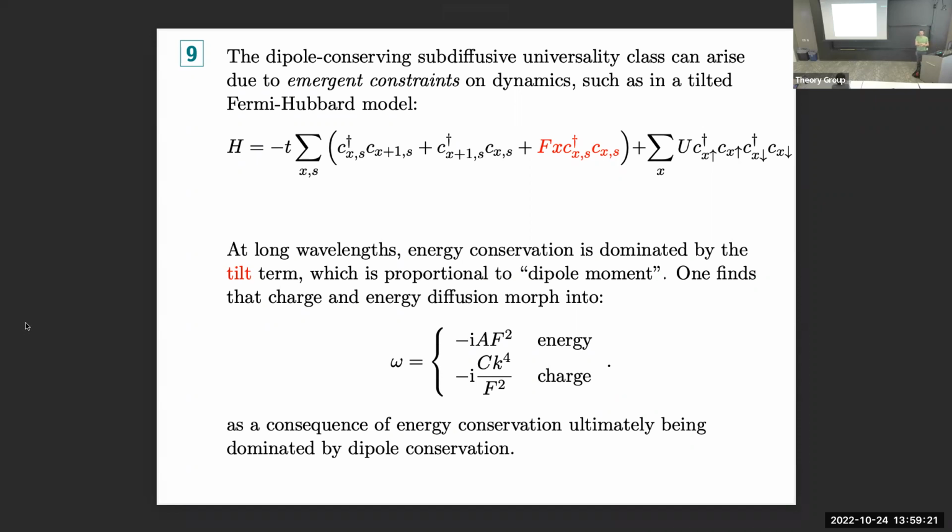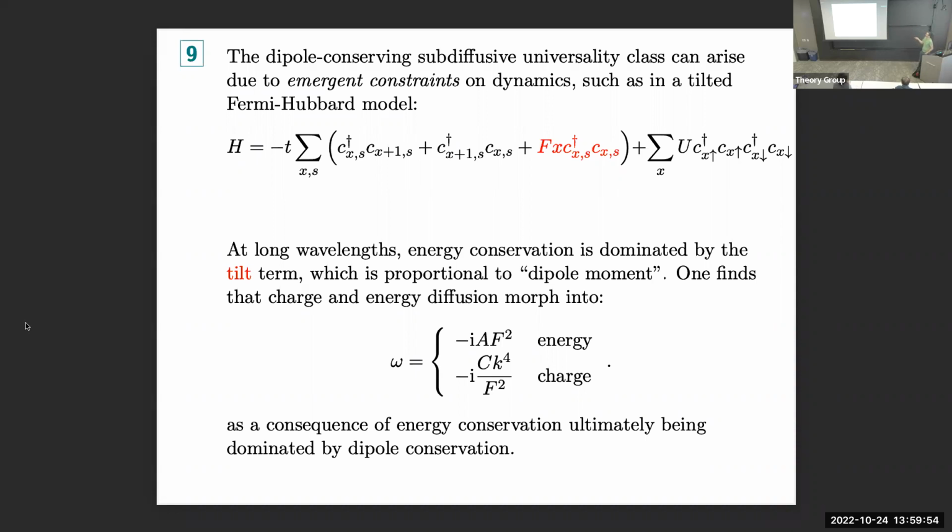And at long wavelengths, you find that energy, so naively, without this red term, the hydrodynamic theory for this Fermi-Hubbard model is two diffusive modes, one that describes charge and one that describes energy. And when you apply this tilt, you find that the hydrodynamic modes morph. So one of them picks up a finite lifetime, and one of them becomes subdiffusive, k to the 4. And if you track carefully through the calculation, what you find is that the energy current becomes essentially this dipole current J_xx up to a factor of 1 over F.